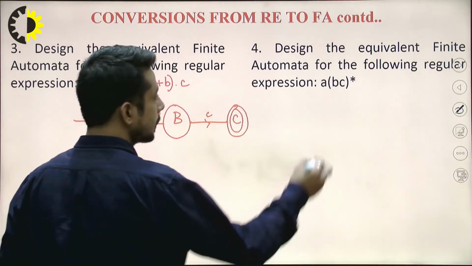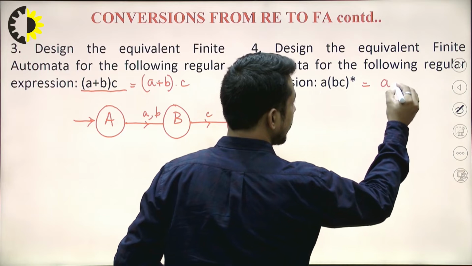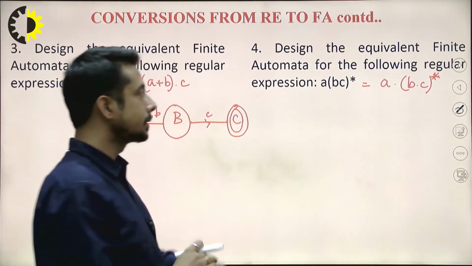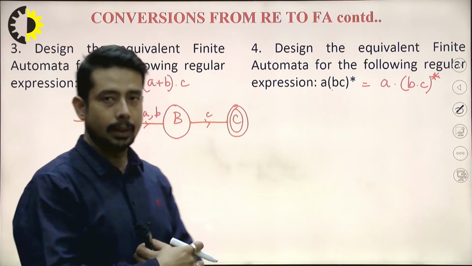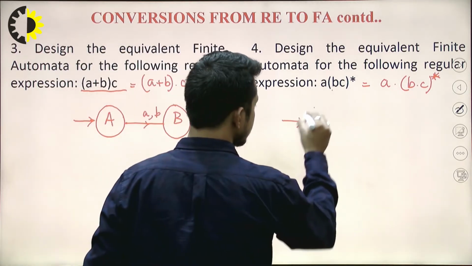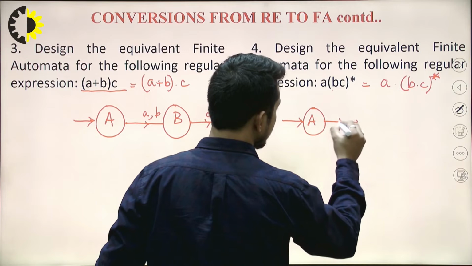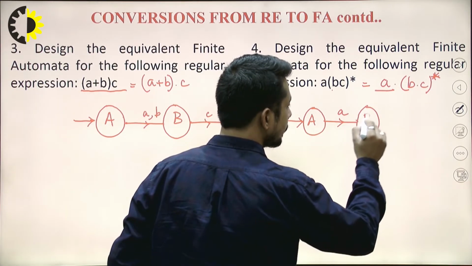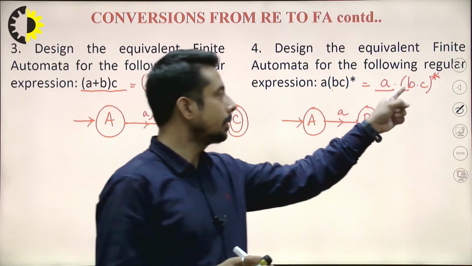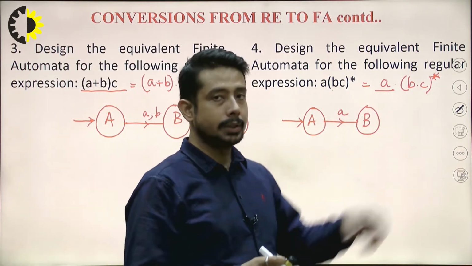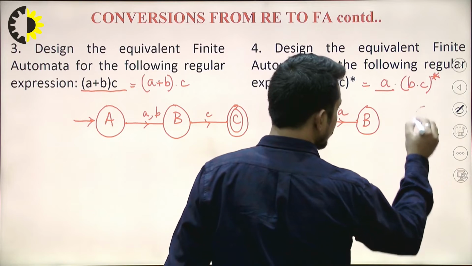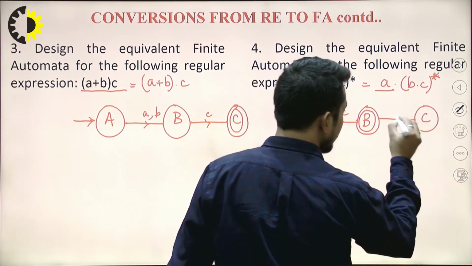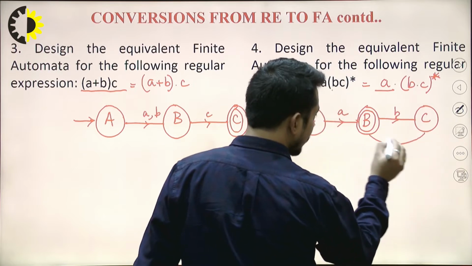Question number 4 says, this means what? (A · B · C)*. Nothing is there in between means what? Dot is there. That means first I will take the initial state. This is completed. Then I have to take one more state as B. And here what is happening? It is happening B dot C. I have to take one more state, say C, and I have to make B the final state, and I have to make a transition for B and a loop back to C.